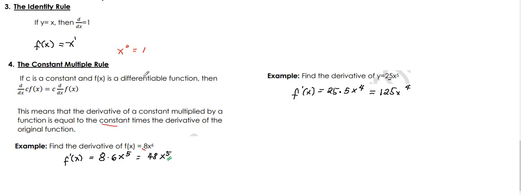So that is how we apply the constant multiple rule. Again, copy lang natin yung constant and then kunin natin yung derivative. Kung ito ay power rule, so apply natin yung power rule. So copy natin yung power 6 and mabawasan natin yung 6 ng isa, so magiging 5. So we will get our derivative 48x raised to 5. Just like here, we get 125x raised to 4.